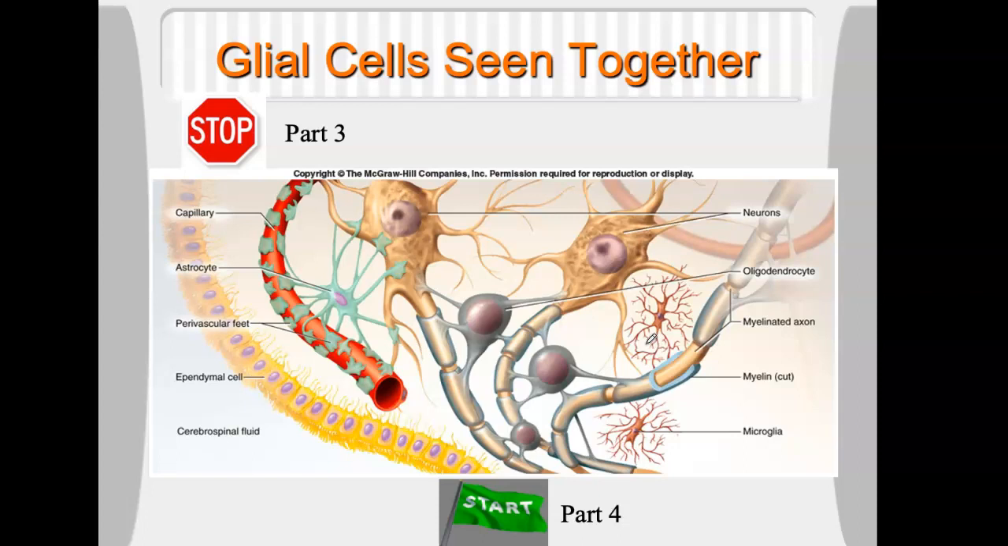So this is a really good picture where you can see them all sort of doing their function, except for the Schwann cells that would be in the periphery.